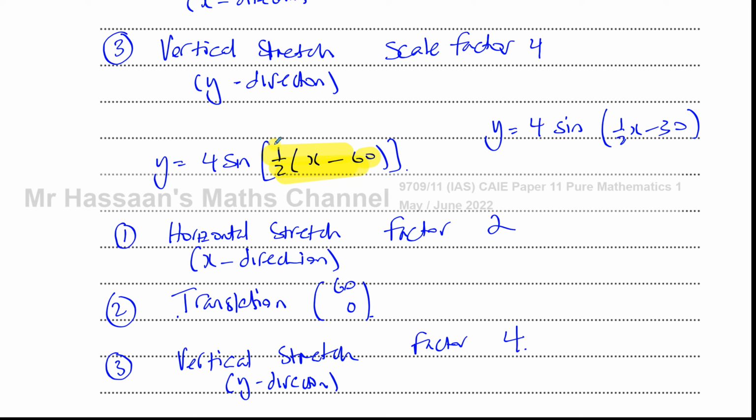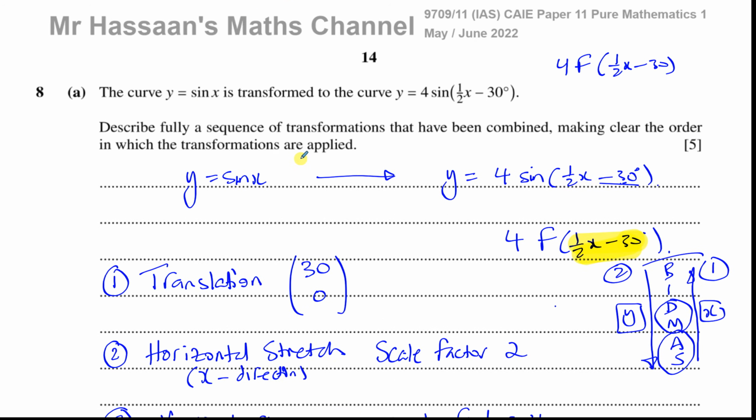So first of all, we deal with the half. So first of all, we do a horizontal stretch of factor 2. Then we do a translation of 60 to the right. Okay, and then in either case, the last thing is the vertical stretch, the thing that's affecting the y. So there's two alternative ways of doing it. Okay, so if you weren't sure about what the mark scheme was talking about in the second way of doing it, that's what they're talking about. Okay, so there's the answer to question number 8A.